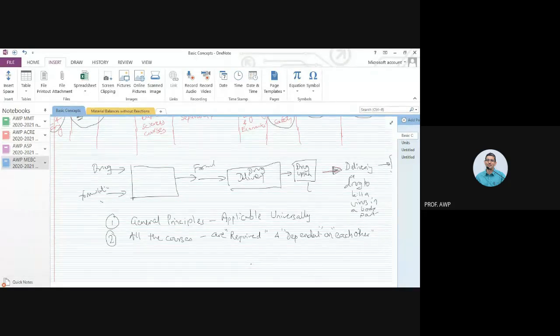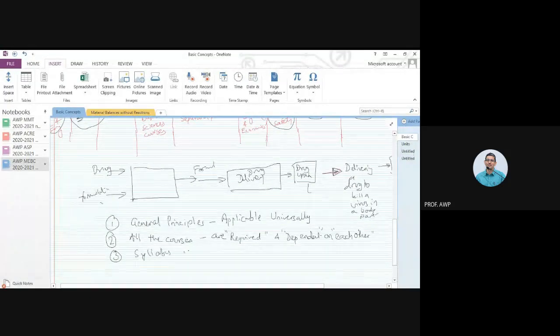For your second year, your syllabus is what you are studying in second year plus what you have studied in first year. In your third year, the syllabus is what you have studied in your first year and what you have studied in your second year and what you have studied in your third year. In the fourth year, the syllabus is not just fourth year syllabus. It is first year syllabus plus second year syllabus plus third year syllabus plus the fourth year syllabus. So syllabus is cumulative.